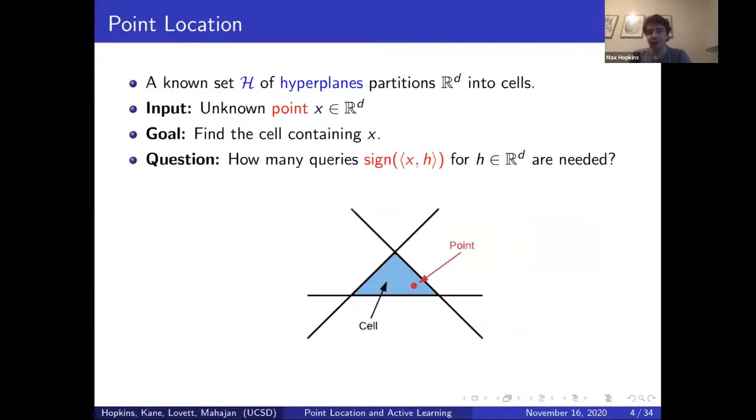Given a known set of hyperplanes, usually called a hyperplane arrangement, that partitions R^d into cells, and an unknown point X somewhere in R^d, we'd like to figure out which cell of the hyperplane arrangement contains X. Now, of course, with no information about X, this isn't possible. So we'll be given access to X through what are called linear queries. Essentially, for any hyperplane H in R^d, we're allowed to ask whether the unknown point lies below that hyperplane or above the hyperplane.